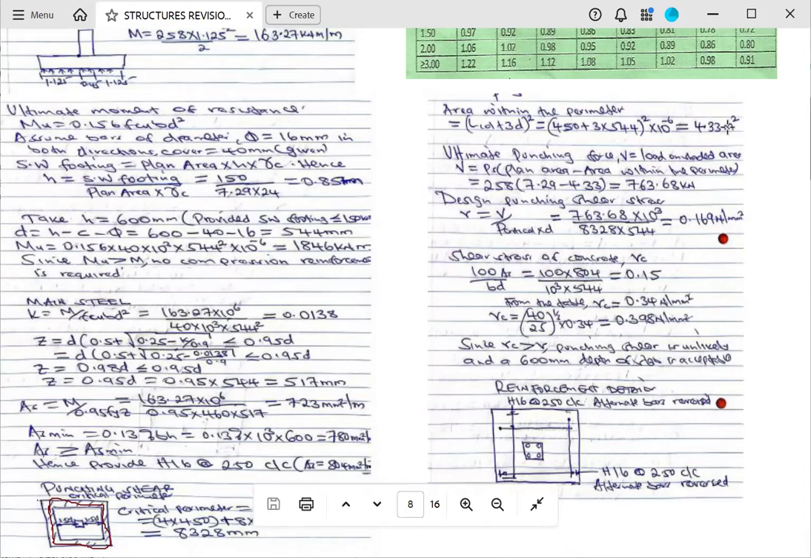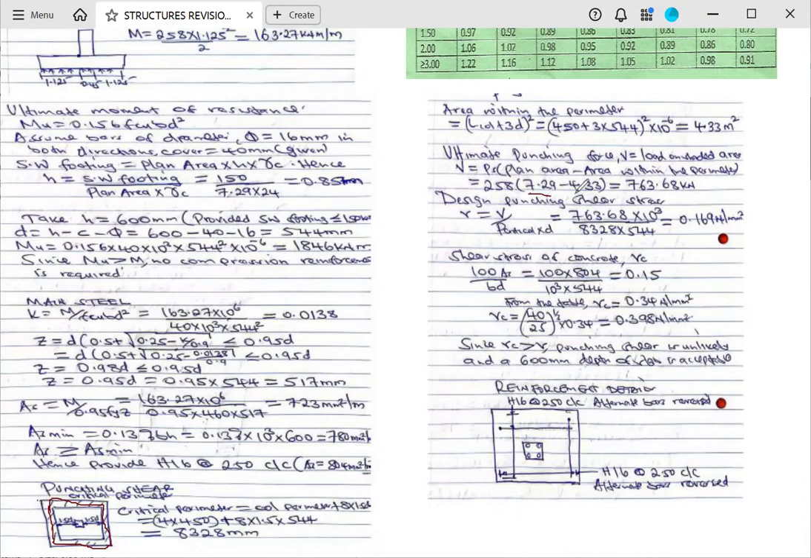Here 4.33, and the entire area is the plan area. So if we want to determine the shaded area, we just take the total plan area we had and subtract the area within the critical perimeter. That's why we are saying the ultimate punching force here will be earth pressure times plan area minus area within the perimeter, which is 258, remember, kilonewton per square meter. You multiply by 7.29. This is what?